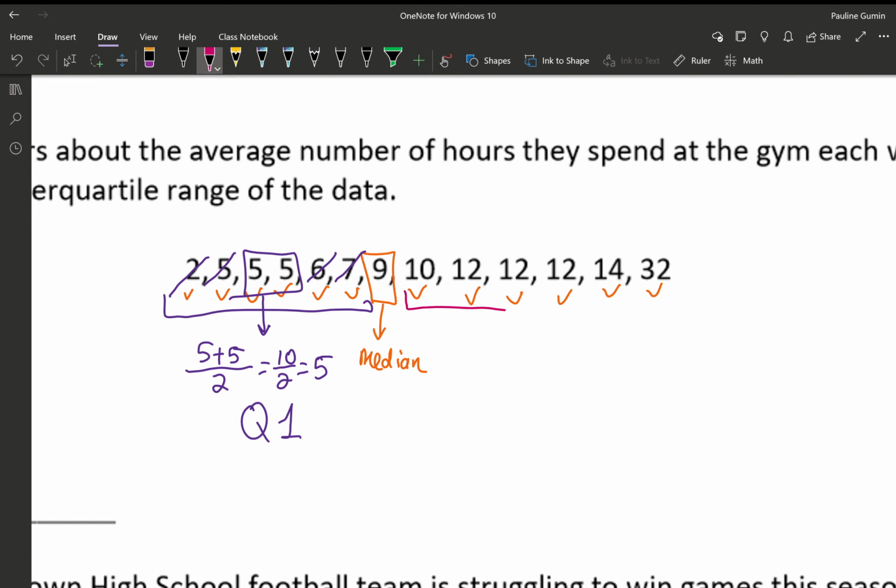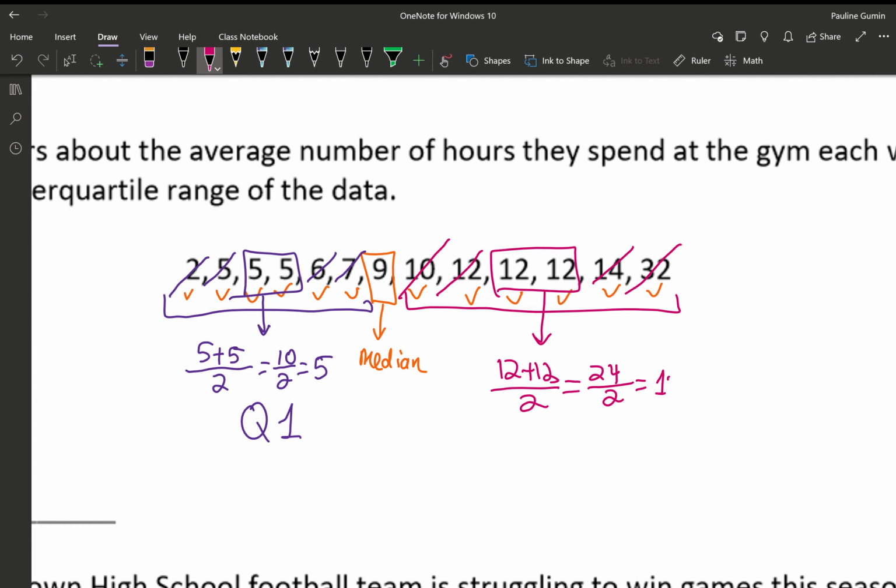All right, let's take a look at this side. Cross 1 off from each side. Once again, we're left with 2 12s for Q3. So what's in the middle of 12 and 12? 12. And let me prove it to you mathematically. 12 plus 12 divided by 2 is 12. So 12 is our Q3.